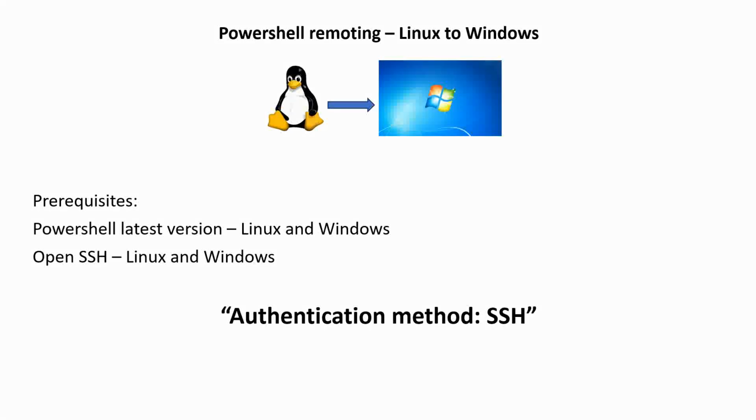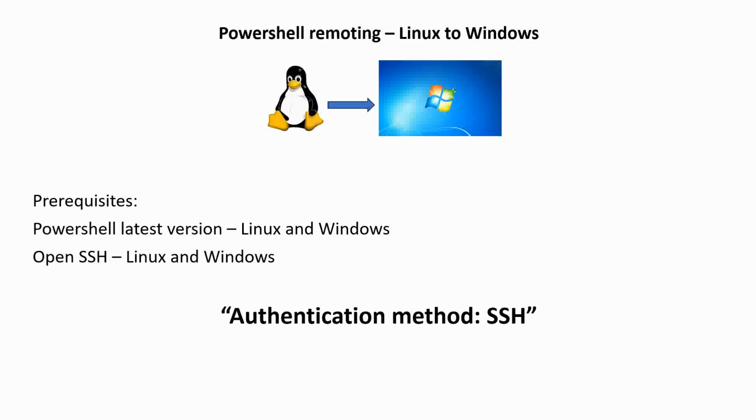In my previous video, we had already seen PowerShell remoting from Windows to Windows. In this video, we will be looking at PowerShell remoting from Linux to Windows. That is, establishing a remote connection between a Linux machine and Windows machine and execute PowerShell commands in Linux, but they should run on a Windows machine.